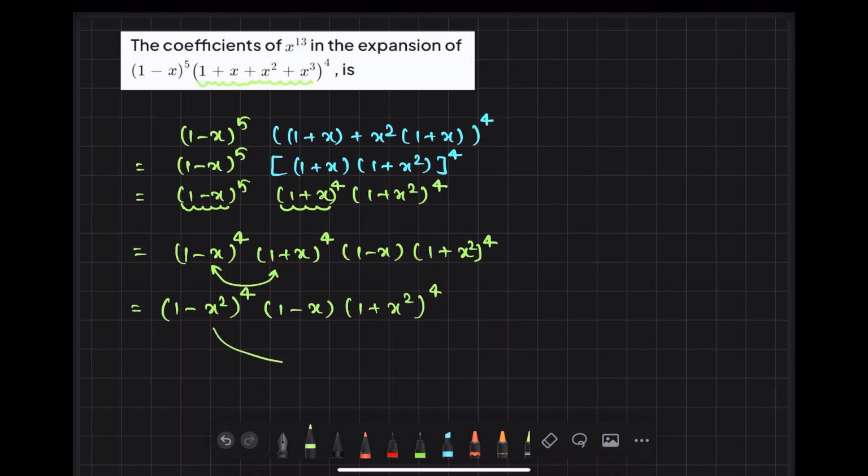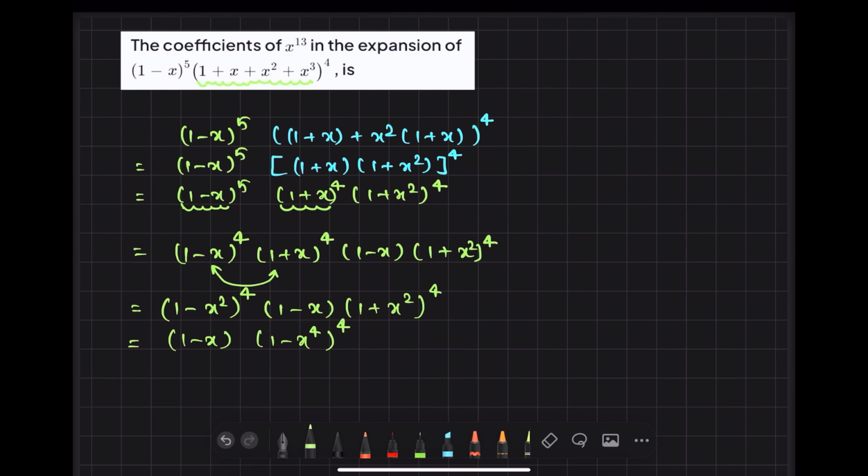Now look at these two. Okay. So this time again power is same. So base will be multiplied. Okay. So what we'll do? We can write 1 minus x, then 1 minus x power 4 power 4.